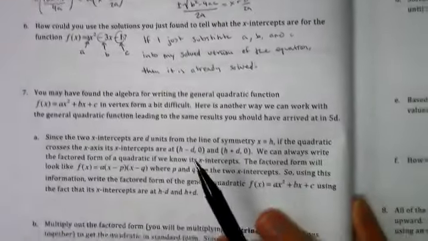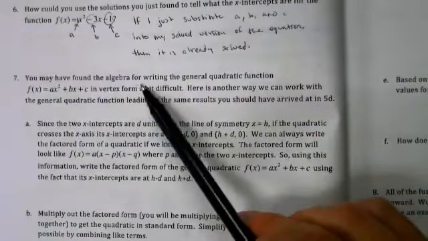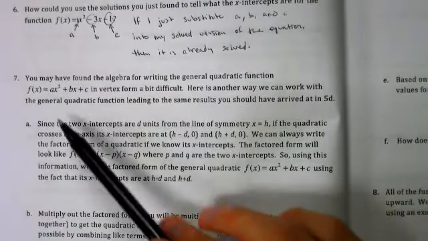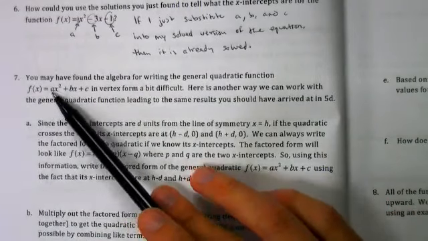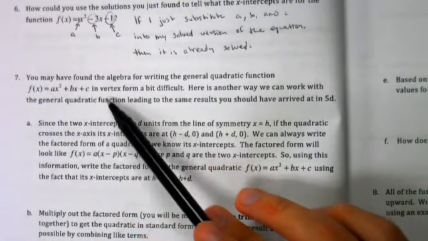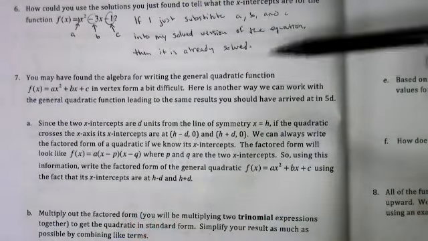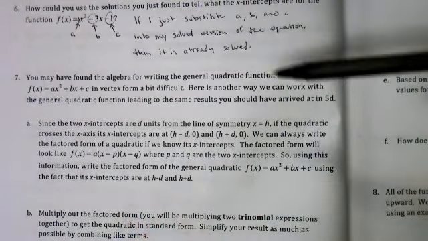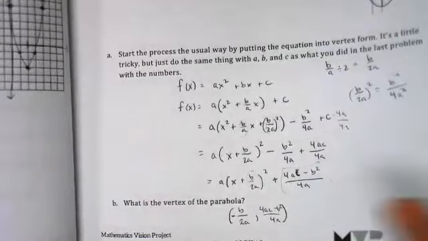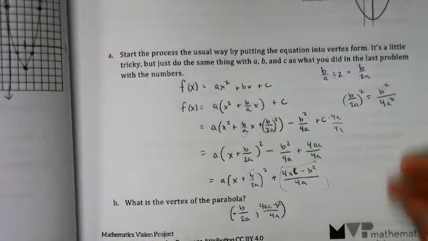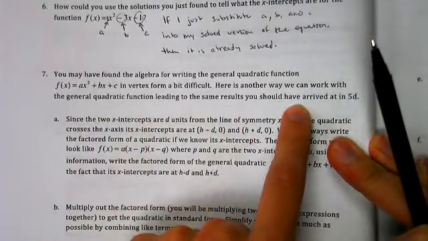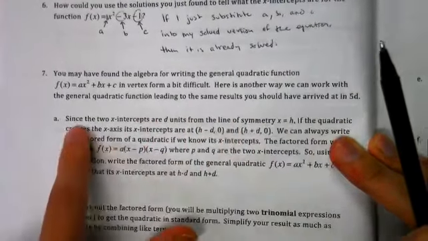Okay, let's keep going. You may have found the algebra for writing the general quadratic function f of x equals ax squared plus bx plus c in vertex form a bit difficult. So it's talking about what I mentioned over here. It says you might have found this difficult. And like I said, if you did find it difficult, pause, rewatch, ask your teacher about it. Here's another way we can work with the general quadratic function leading to the same results you should have arrived at in 5D.